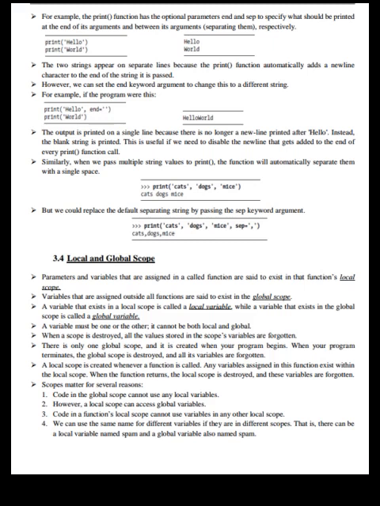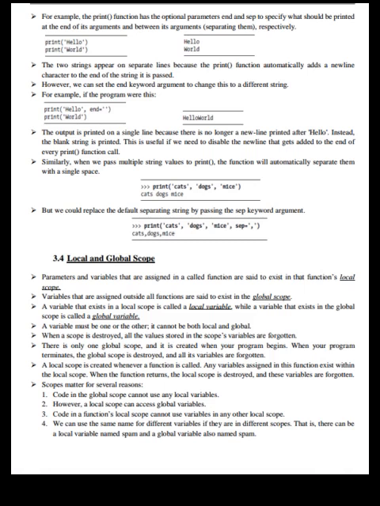Now let us see local and global scope. Parameters and variables that are assigned in a called function are said to exist in that function's local scope. Variables that are assigned outside all functions are said to exist in the global scope. A variable that exists in a local scope is called a local variable, while a variable that exists in the global scope is called a global variable. A variable must be one or the other. It cannot be both local and global.